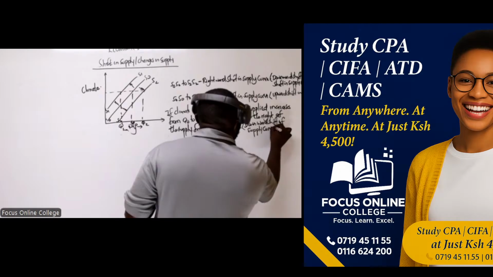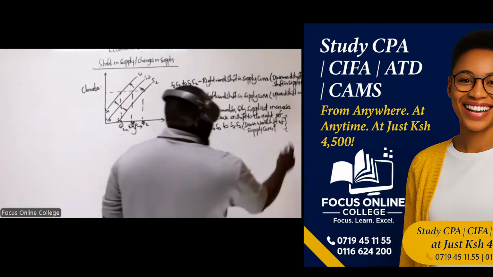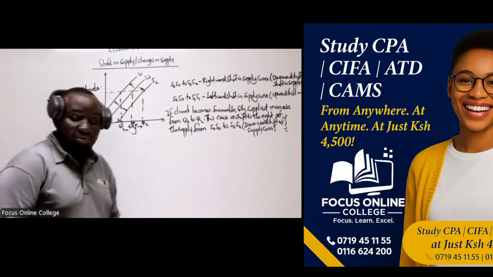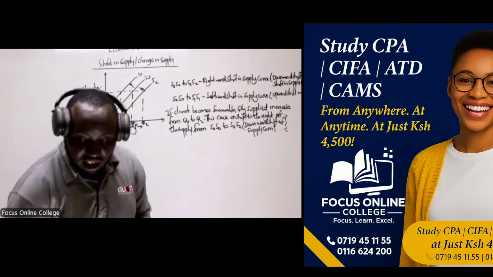That is the other name. The other name is downward shift of supply curve. We call it the downward shift of the supply curve. I hope everybody is at home.